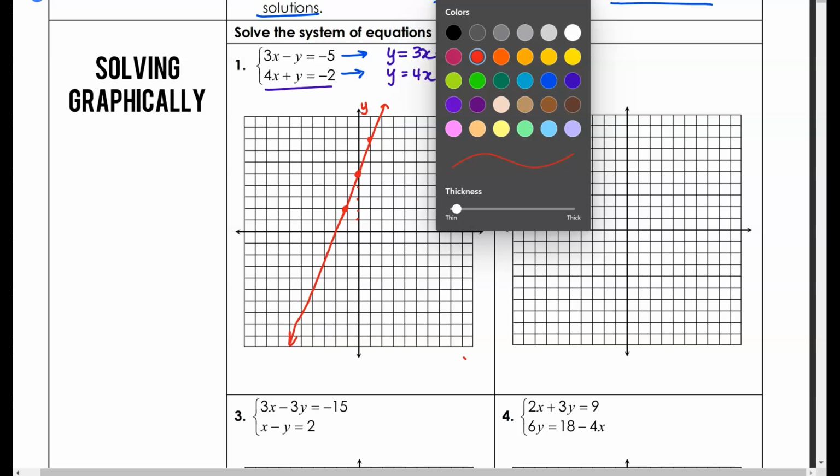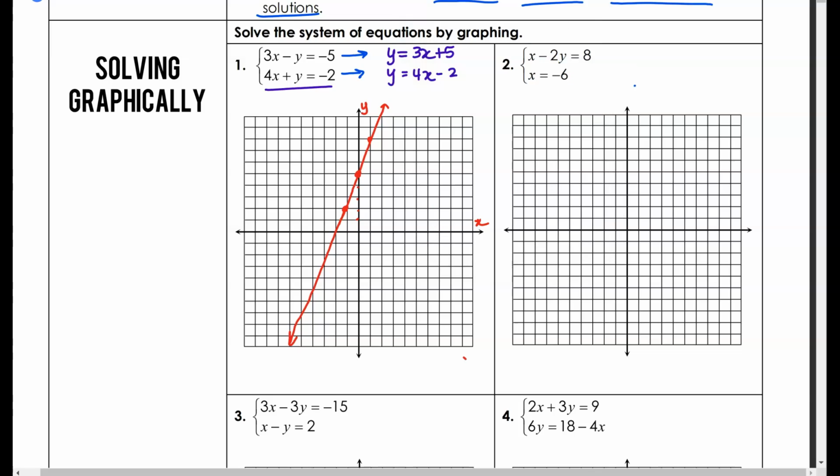Alright, so now my other line, let's draw that one in blue. I'm going to start off at -2, so here's 1, 2, -2, and then we are going to have a positive 4 slope, so we're going to go up 4, 1, 2, 3, 4 over 1. We're also going to go down 4, 1, 2, 3, 4 over 1. So we have a line that looks like this.